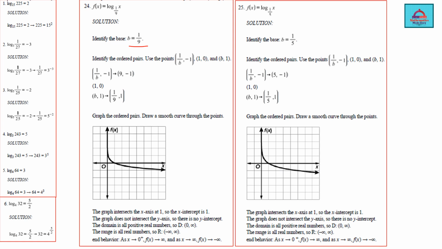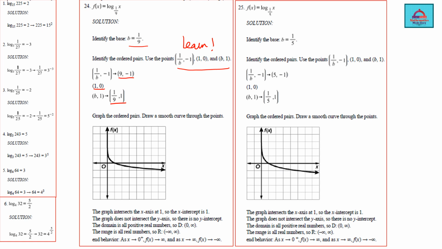So what is the first point? 1 by b comma minus 1. Please learn these coordinates so that you may draw the graph easily. If this comes on pen and paper, then 1 by b comma minus 1 is going to give you the first point 9 comma minus 1. Second point is always 1 comma 0, and the next point is b comma 1, which is this point. So graph these 3 ordered pairs and draw a smooth curve through the points, and this is how the graph is going to look like.